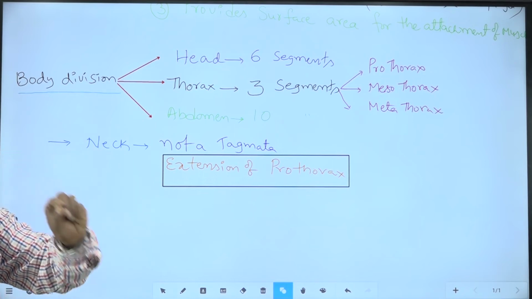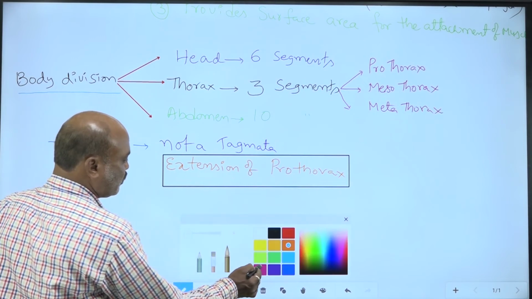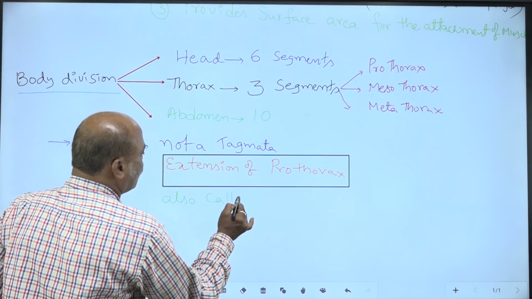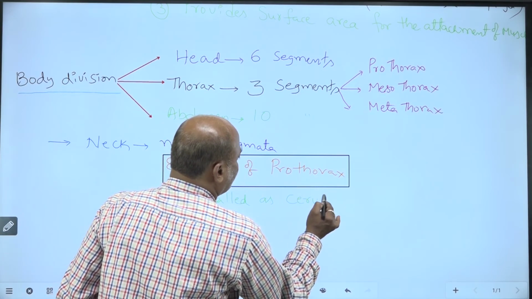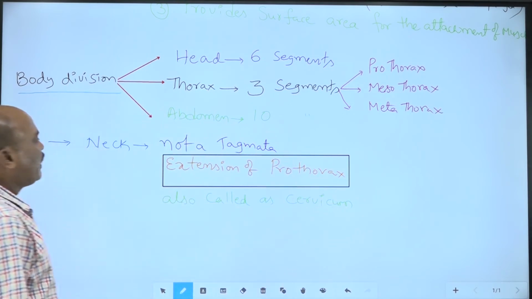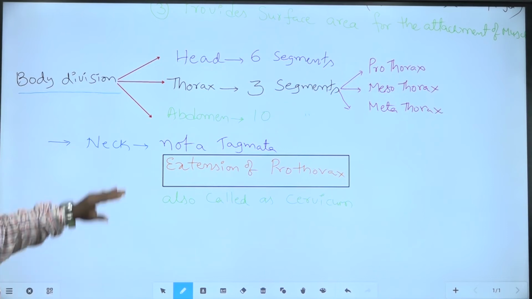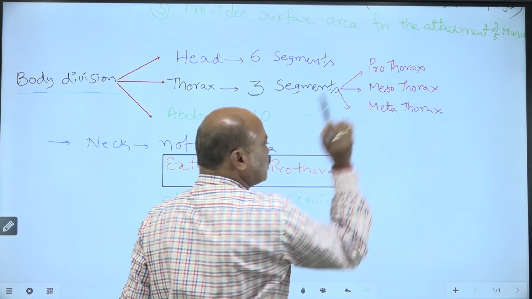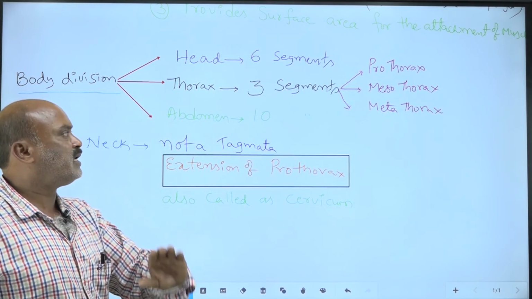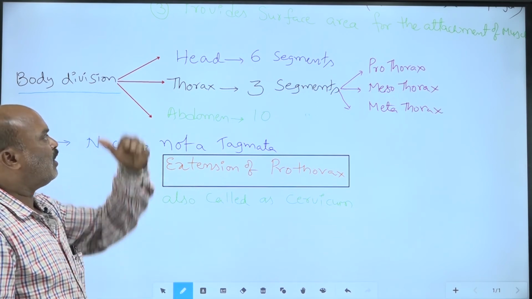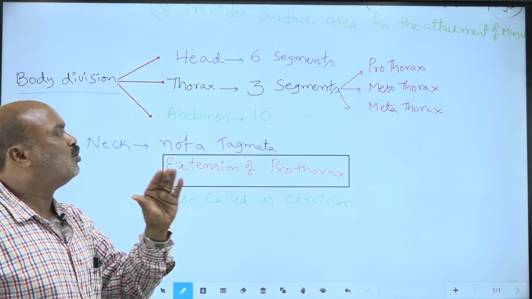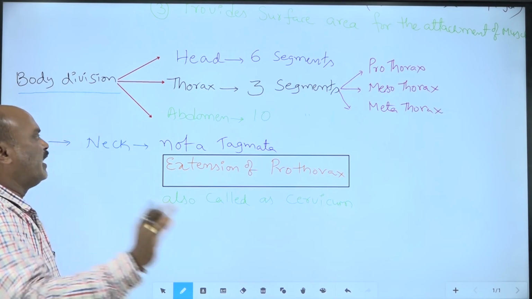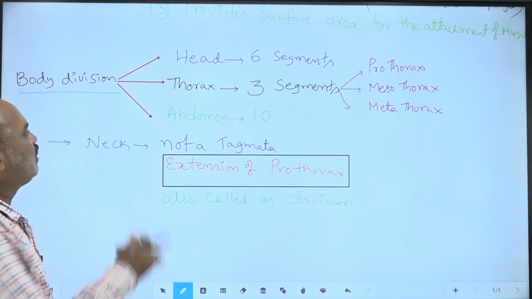The neck is also called cervicum. Neck is otherwise called cervicum. But neck is not a part of tagmata or body. In the thoracic region, there are three segments: prothorax, mesothorax and metathorax. The prothorax extension between the head and thorax gives flexibility to move around the axis of the body, head moving with the help of the neck region. That is what neck. Now coming to the head.